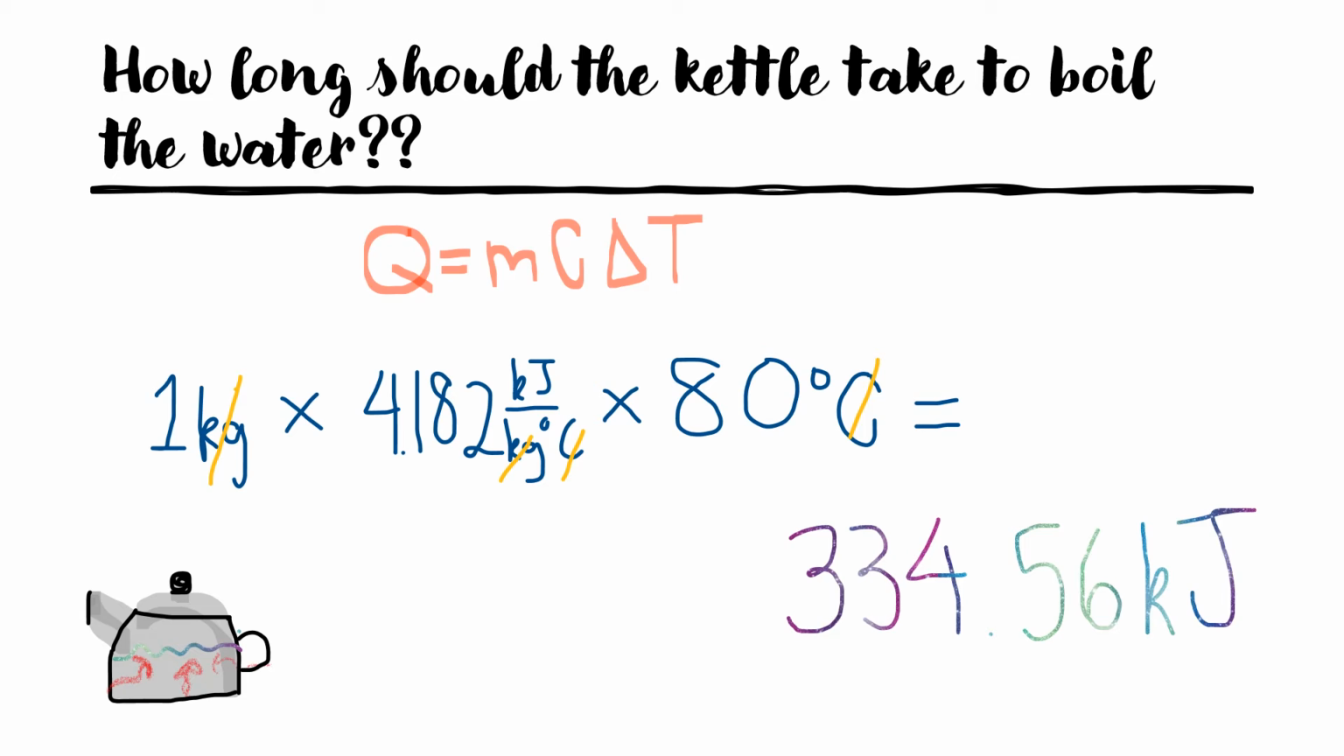First, we find the energy needed to boil the water using the specific heat capacity equation. Since we assume the temperature of the water to be 20 degrees, that means the temperature needs to increase by 80 degrees Celsius to reach 100 degrees Celsius, which is the boiling point of water. And again, we have 1 kilogram of water, and 4.182 is our specific heat capacity. Together, the equation tells us that we need 334.56 kilojoules of energy to boil the water.